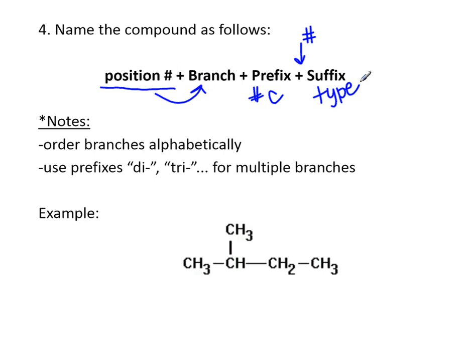There are a few other things that might come up, and we'll see these with some examples. What if you have more than one type of branch? Let's say you have methyl and ethyl. Ethyl starts with E and methyl starts with M. So here you have to order the branches alphabetically, not by number.